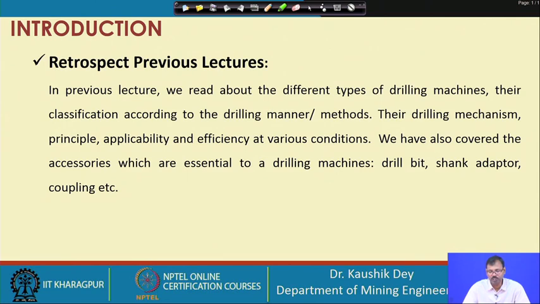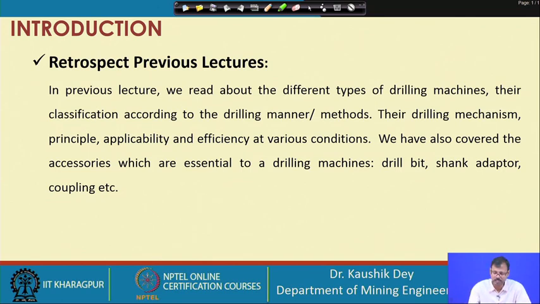If you look into these last three parts, the drill bit, shank adapter and coupling, basically a drill machine may change its diameter of drilling by only changing these three parts. If they are changing the drill bit, drill rod, shank adapter and coupling, then the same drill machine can drill a different diameter, and drill length can be extended only by changing these parts. So, basically one drill machine can be universally adapted for carrying out drilling in different conditions.